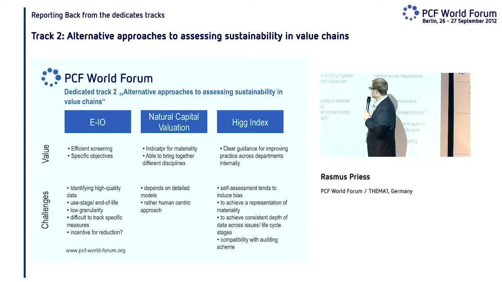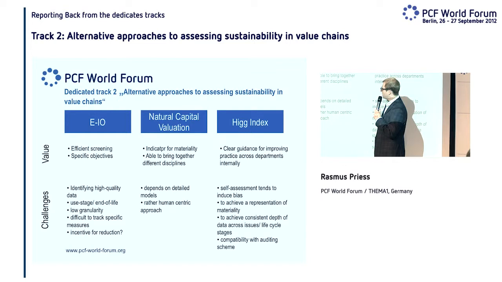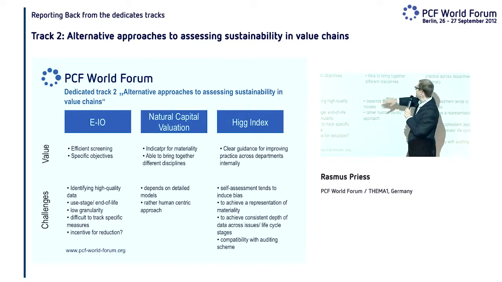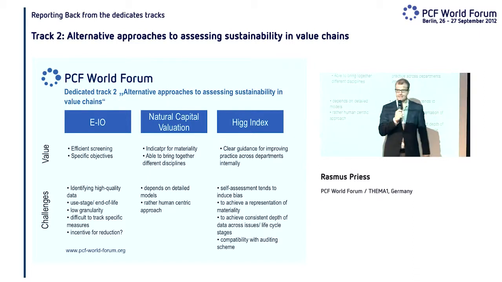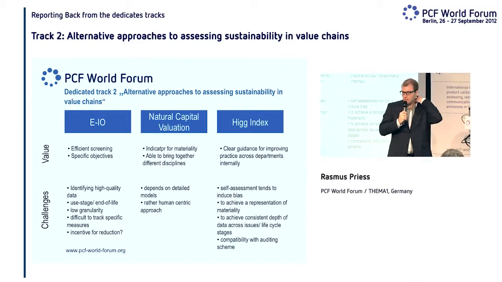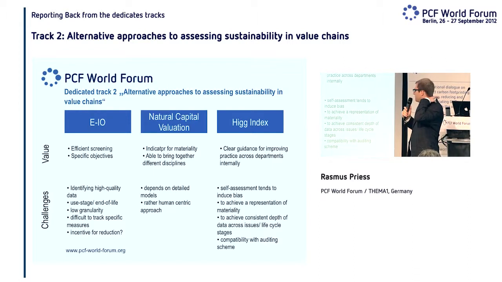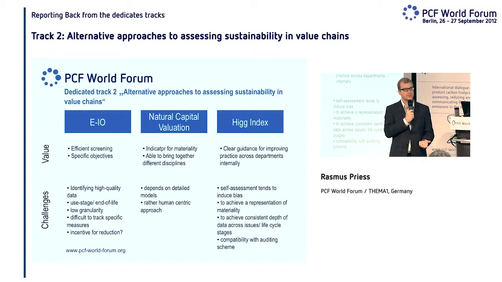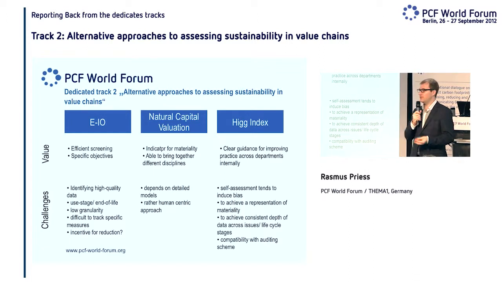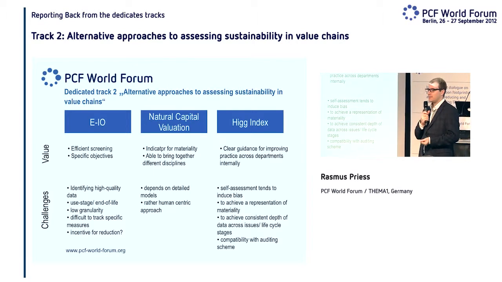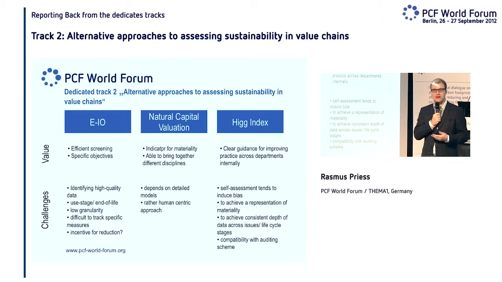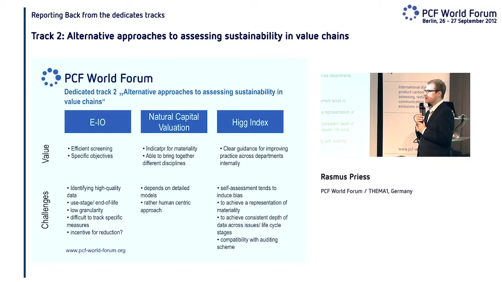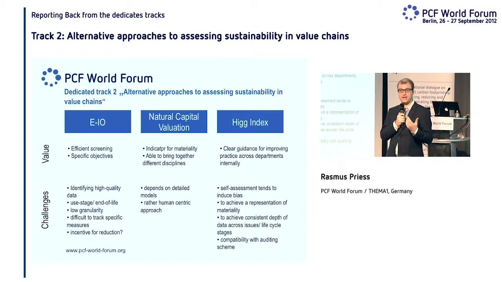The second approach on natural capital valuation, or the input-output model, that was presented by Moritz Nill from Sustain, I should mention that. And the natural capital valuation was then presented by Steve Bullock from TrueCost. And they're putting monetary terms to really environmental impacts. In the group, I saw two main advantages of that. One was that it really gives a feeling for materiality.